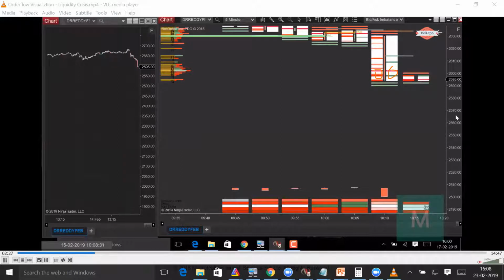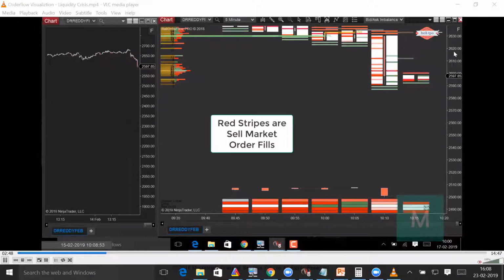So what you're watching is a 5-minute time frame chart, and you can see price slid some 140, 150 points from the day high. It took out the multi-day low, price broke the multi-day low, and it was just simply crashing. Let me fast forward here. You can see red stripes where more sell order fills are there, and green stripes are nothing but momentum buyers.